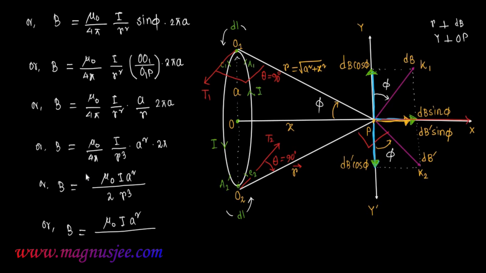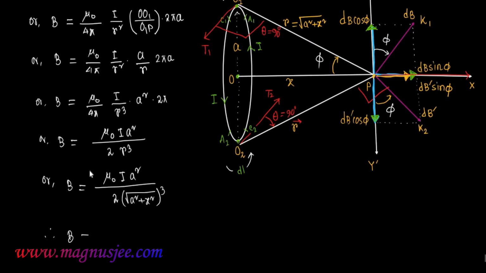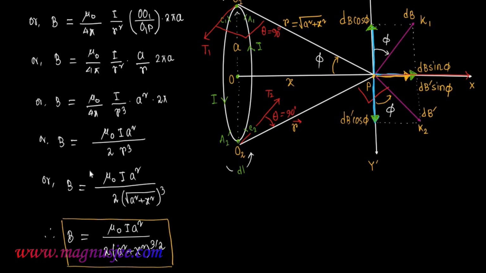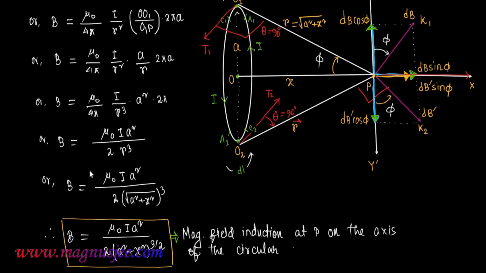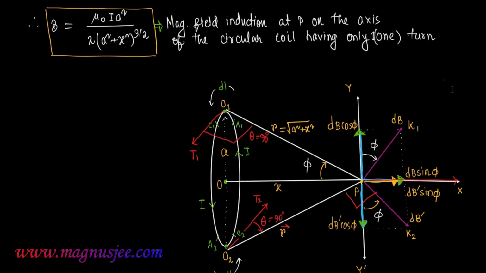B equal mu 0 I a square divided by 2 under bracket root over a square plus x square whole to the power 3. So finally we get B equal mu 0 I a square divided by 2 (a square plus x square) whole to the power 3 by 2, which is the magnetic field induction at the point P on the axis of the circular coil having only 1 turn.